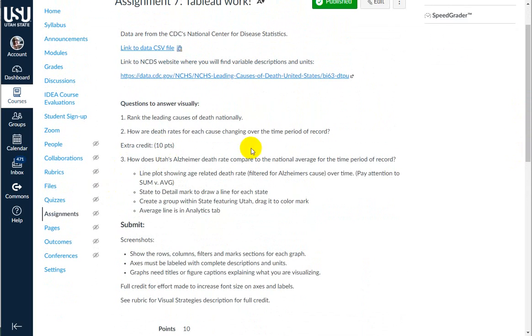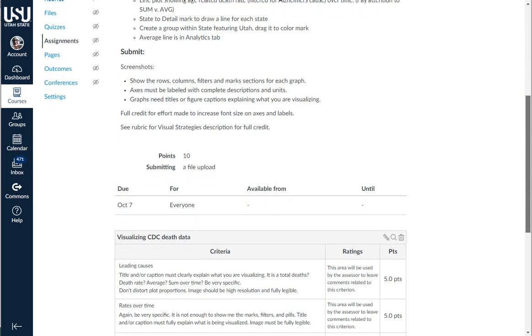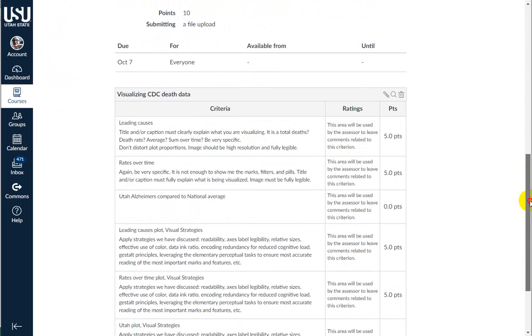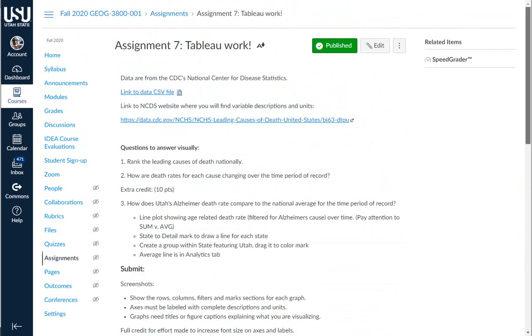The 3rd question is a little bit more complicated. I give some hints here on how to do that, but I want you to mess around a little bit and focus on Utah's Alzheimer rate just to get specific. So 20 points for answering these 2, 10 points if you want some extra credit. Submit some screenshots, and you can always submit a TWBX. So I've got the data as well. Oh, that says 10 points. It should say 20 points. Okay, I'll fix that.